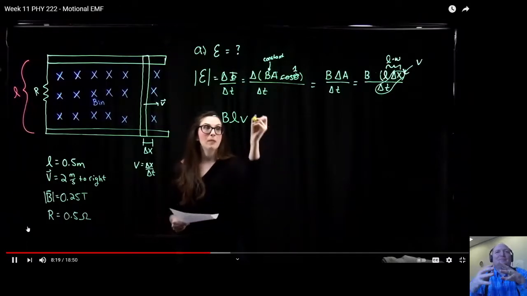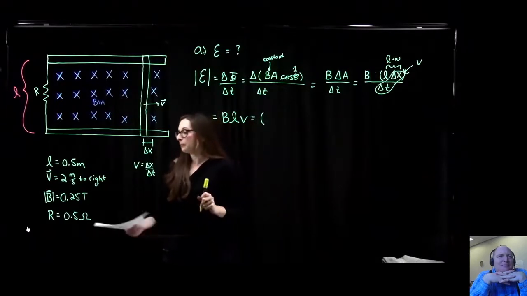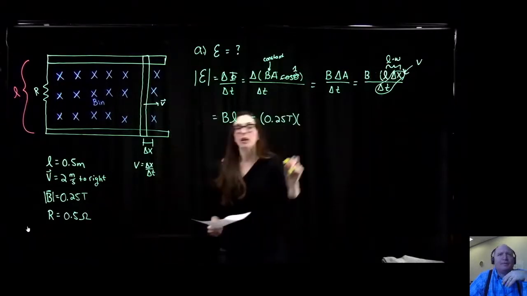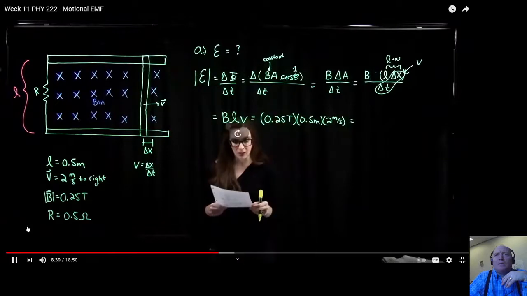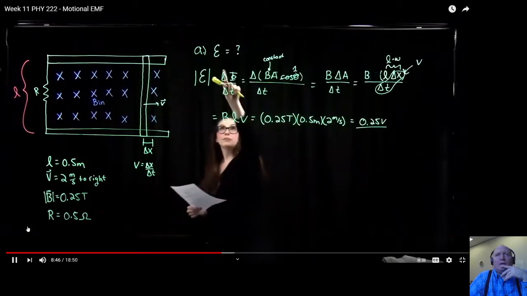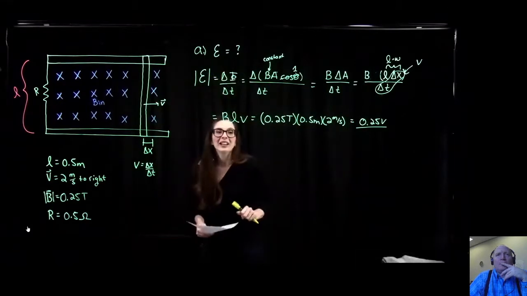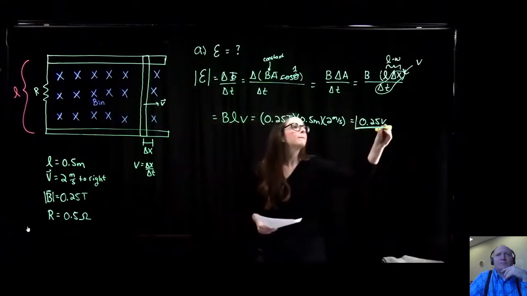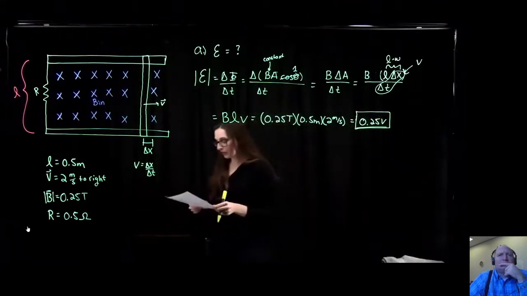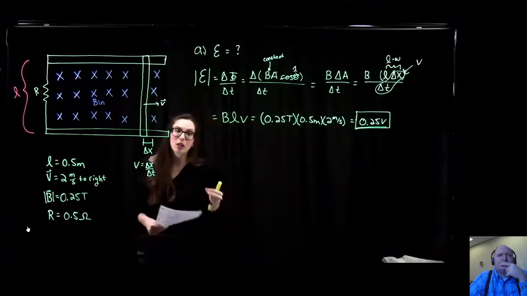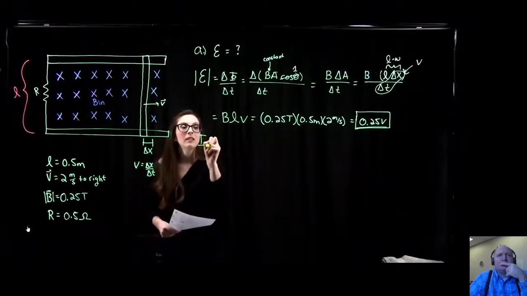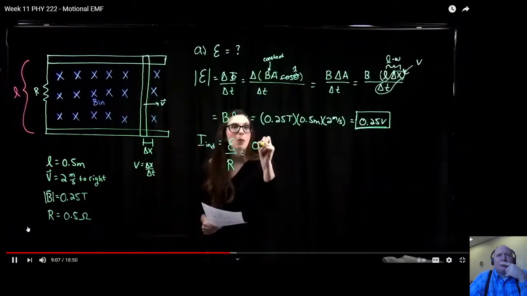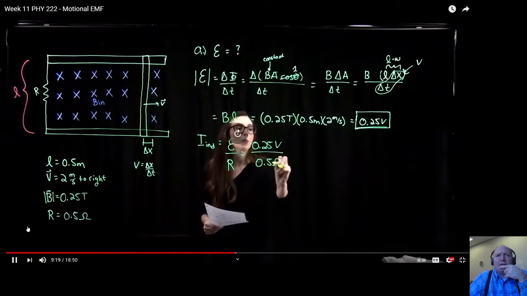That's my motional EMF. So that's going to equal, I'm just going to skip to it, my magnetic, which was 0 second here. So there we go. Now we can go ahead and think about the induced current. My induced current is the EMF over R, 0.255 ohms. I want to get to the direction.